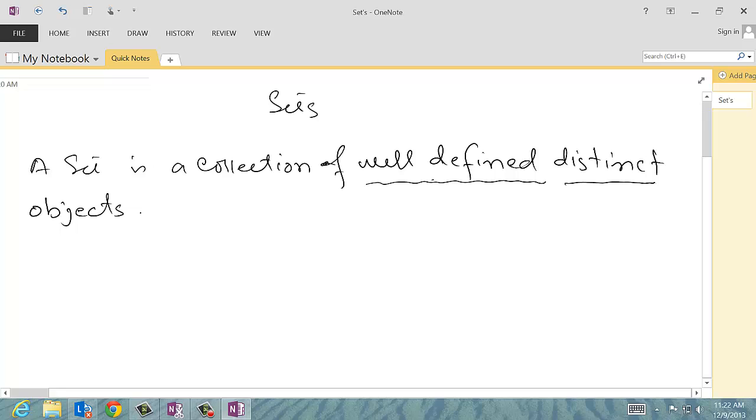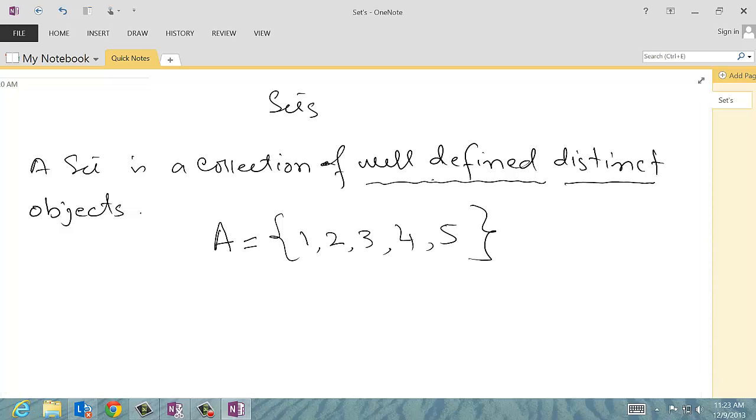Sets are usually denoted by capital letters like capital A, capital B, capital C, and their elements are denoted by small English alphabets. For example, if A is a set of first 5 counting numbers, then we must name the set. A is equal to, all the elements must be enclosed within brackets. So 1, 2, 3, 4 and 5. Now this is a set of first 5 counting numbers.